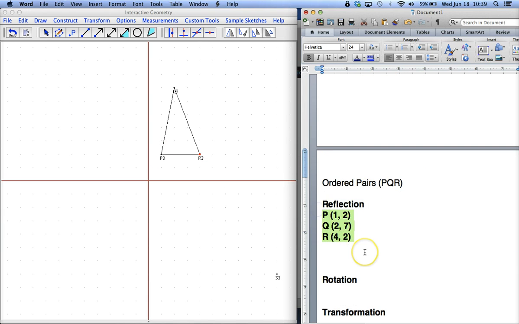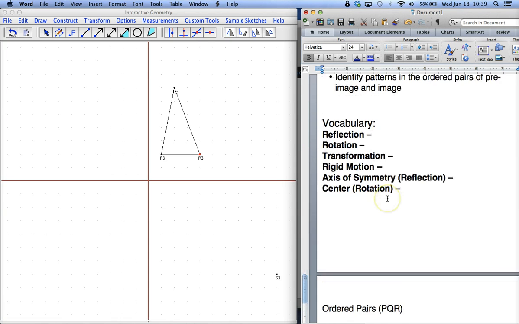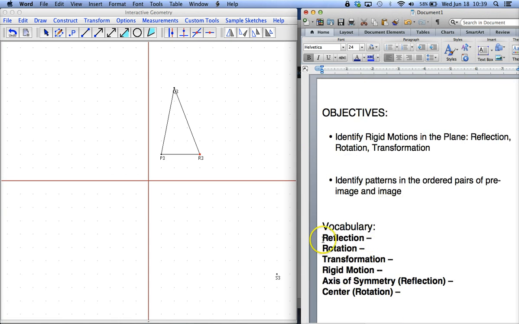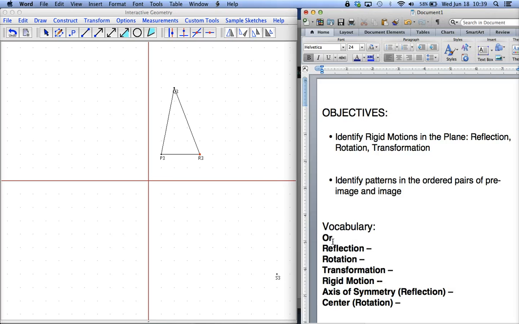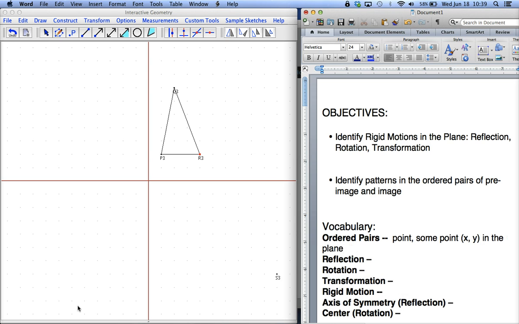Now, as far as vocabulary goes, I figured out what my ordered pairs are. (4, 2), (2, 7), and (1, 2) are called ordered pairs. I'm going to include that in my vocabulary list. So, ordered pairs. Can you think about a way to describe that? If you're trying to tell somebody what an ordered pair is, maybe you could call it a point. I'm going to try and be a little bit more precise. I'm going to say some point (x, y) in the plane. And by the plane, I mean a graph that we're talking about.